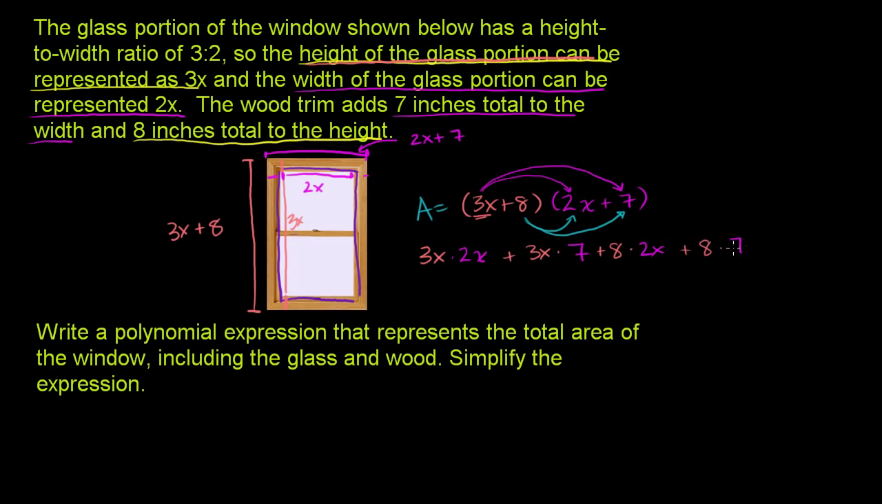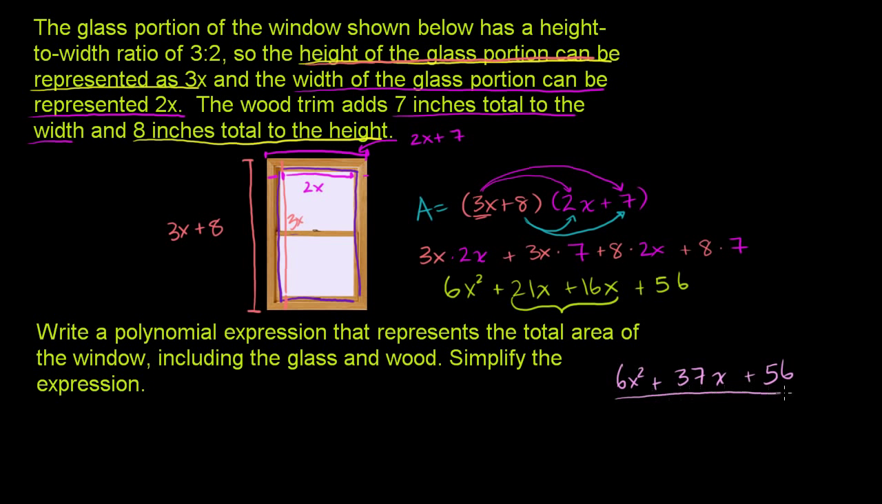And now we just have to simplify everything. So what does this become? 3x times 2x is 6x squared. Plus 3x times 7 is plus 21x. Plus 8 times 2x is plus 16x. And then plus 8 times 7, which is 56. We can combine these two middle terms: 21x plus 16x is 37x. So then we get 6x squared plus 37x plus 56. Now we've expressed it as a simplified polynomial expression.